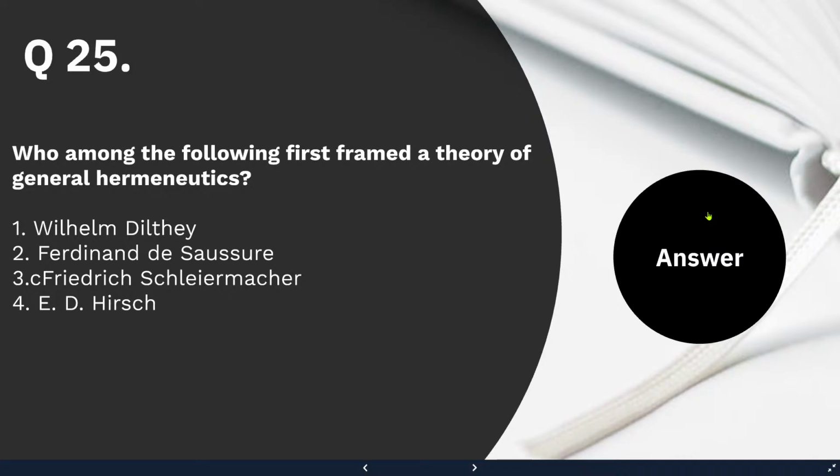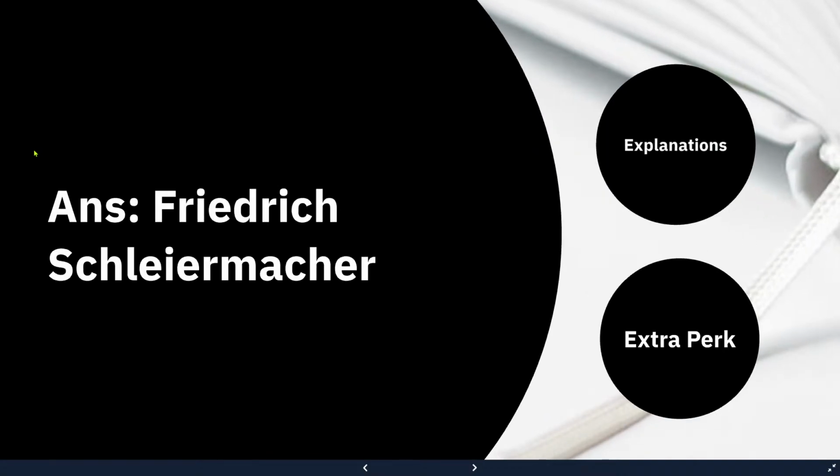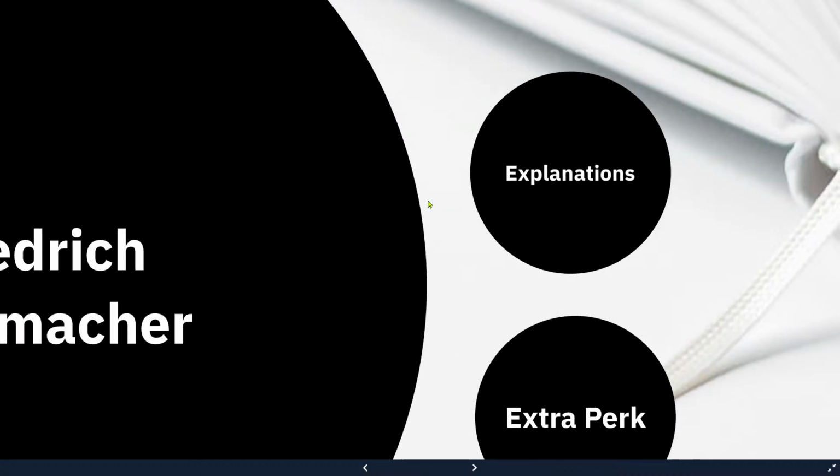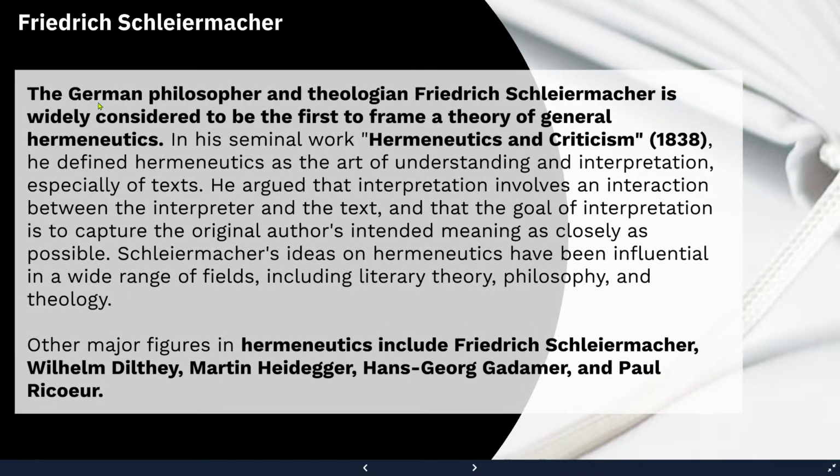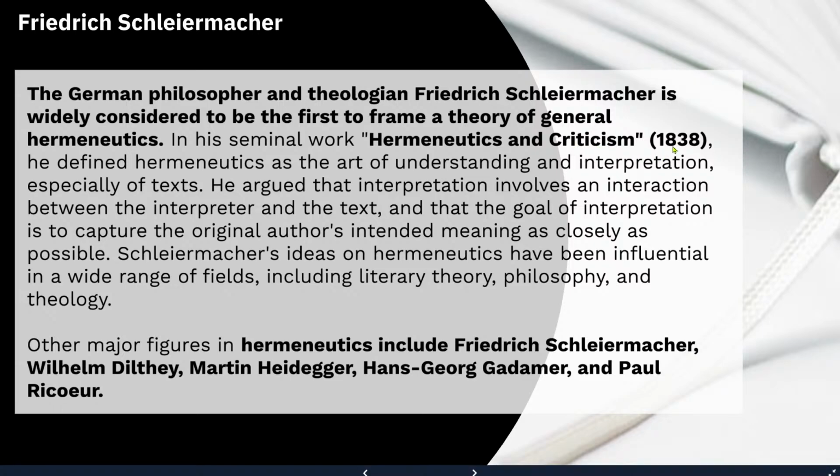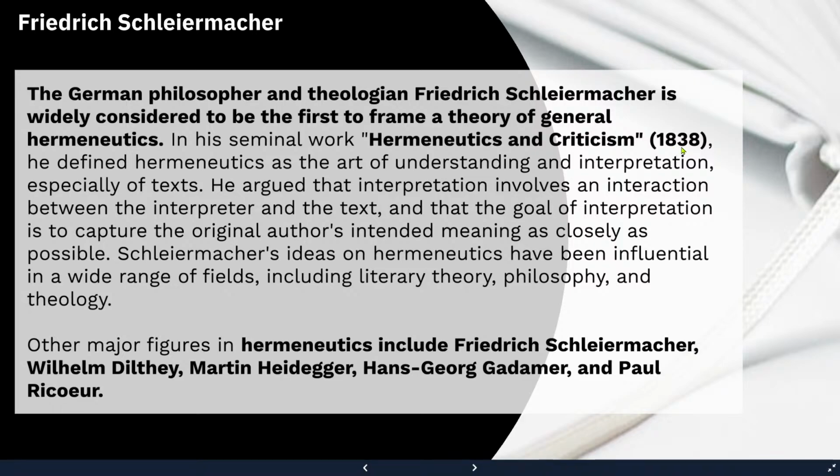And so the answer is Friedrich Schleiermacher. An explanation for it is he is a German philosopher and theologian who is widely considered to be the framer of the theory of general hermeneutics. He first mentioned this in his work Hermeneutics and Criticism, which was published in 1838. And he defined hermeneutics as the art of understanding and interpretation, especially of texts.